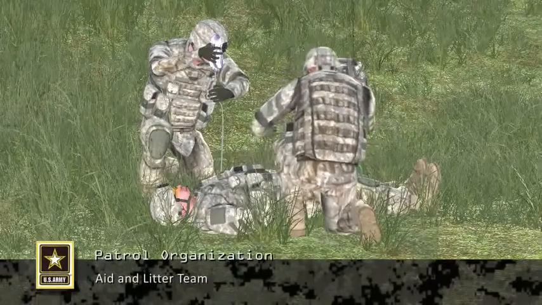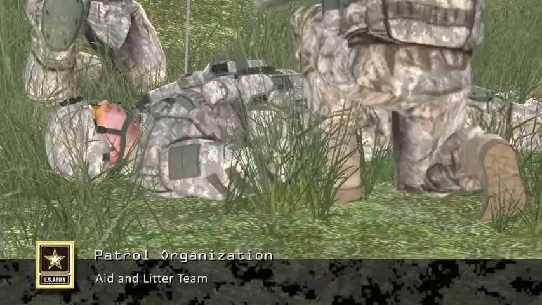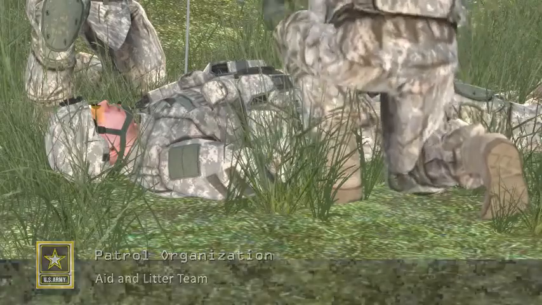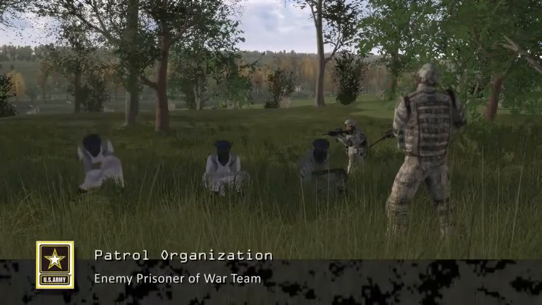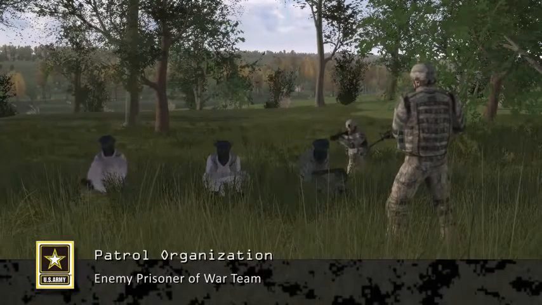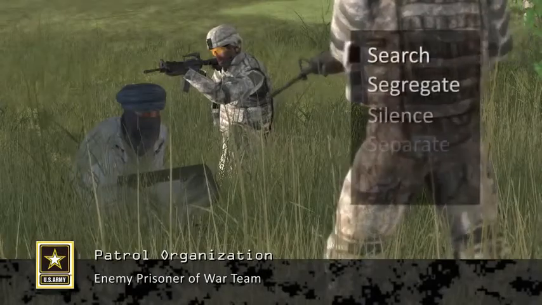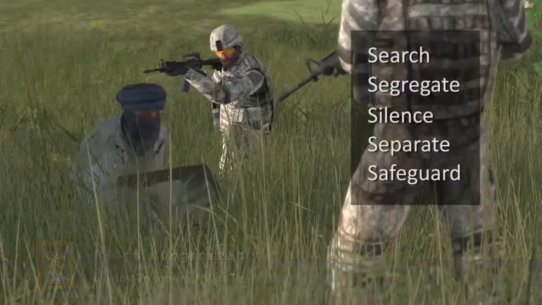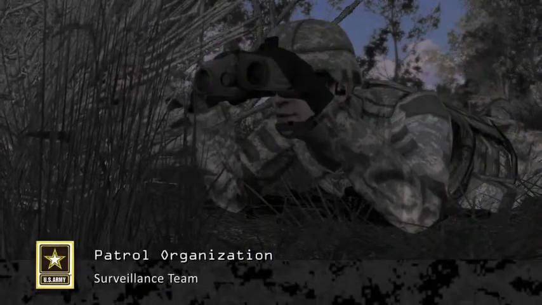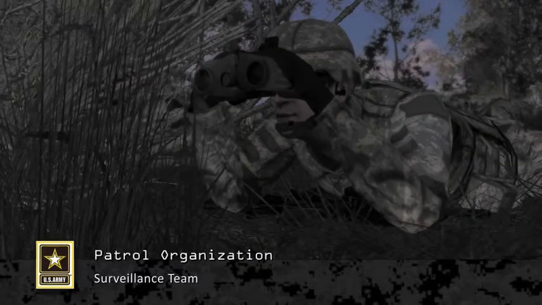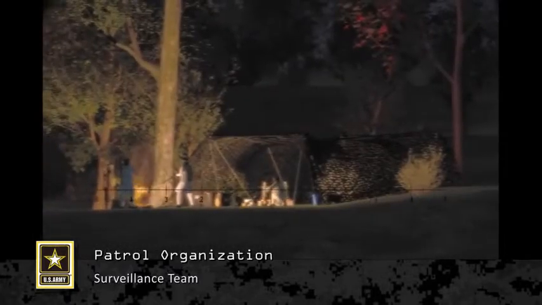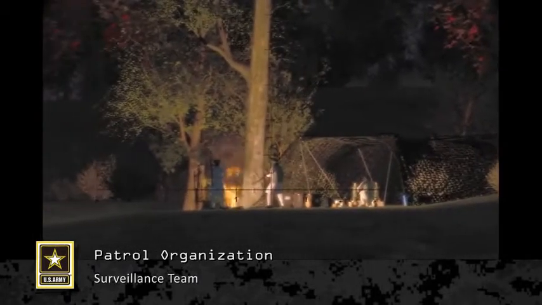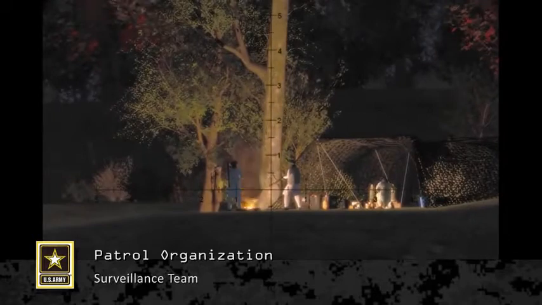Aid and litter team. Aid and litter teams are responsible for treating and evacuating casualties. Enemy prisoner of war team. EPW teams are responsible for controlling enemy prisoners in accordance with the 5 S's and the leader's guidance. Surveillance team. The surveillance team keeps watch on the objective from the time that the leader's reconnaissance ends until the unit deploys for actions on the objective. They then join their element.